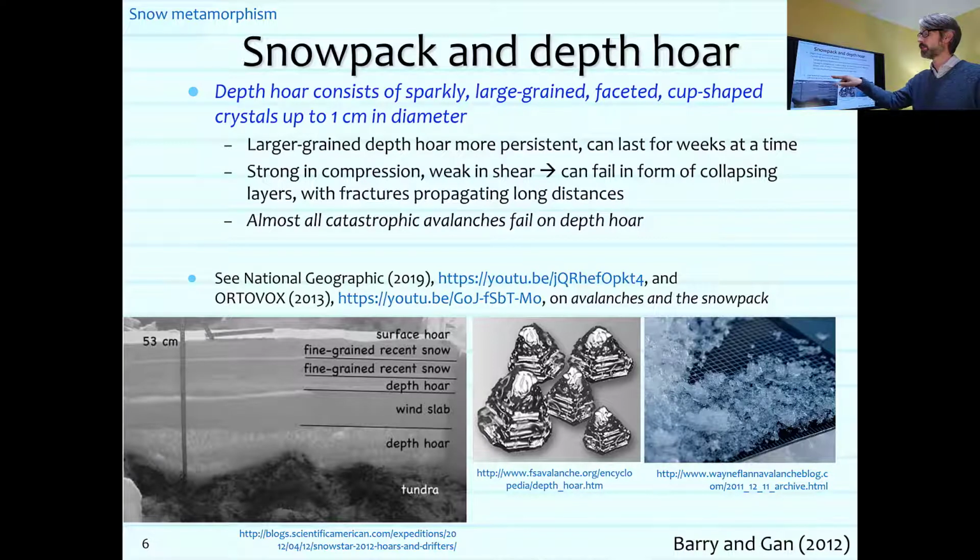There's a number of really interesting videos here that you can check out that'll show you these fracture propagations and the effect of catastrophic avalanches. Here's an image of a snowpack. You can see at the base depth hoar, and then actually there are different layers of depth hoar, and so here's another one here, and then here's surface hoar or frost at the top.